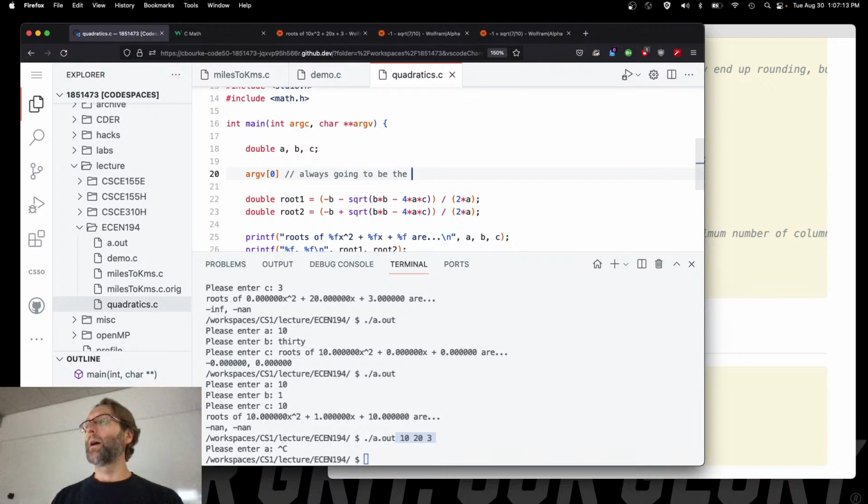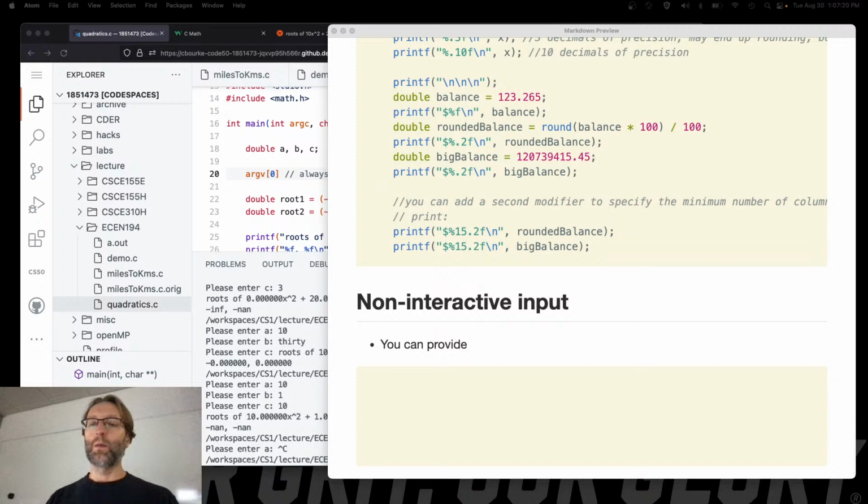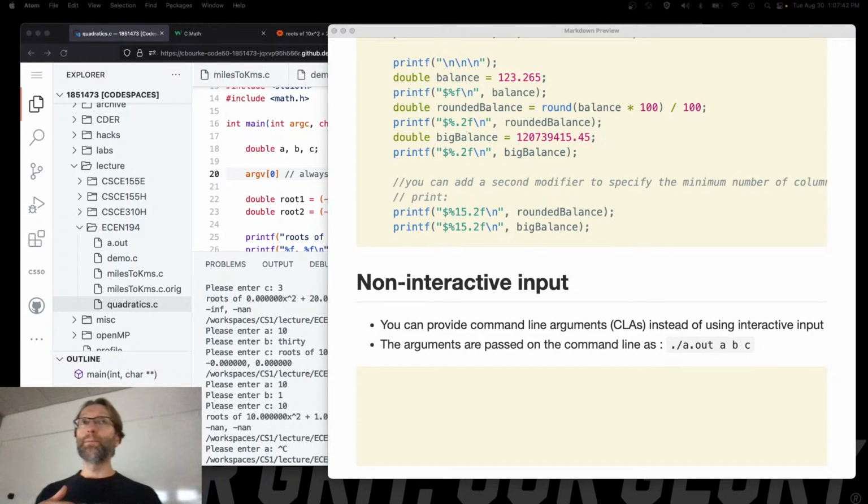Let me go ahead and do it over here, non-interactive. You can provide command line arguments. Sometimes we'll call these CLAs instead of using interactive input. The arguments are passed on the command line as ./a.out, A, B, and C, delimited by spaces.